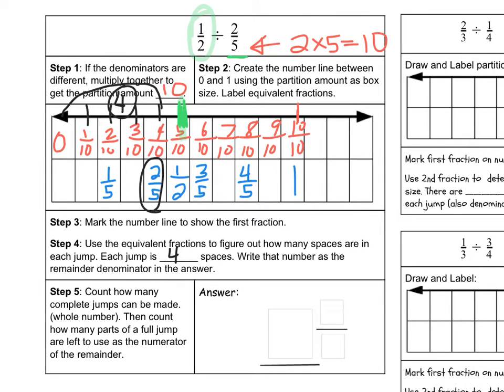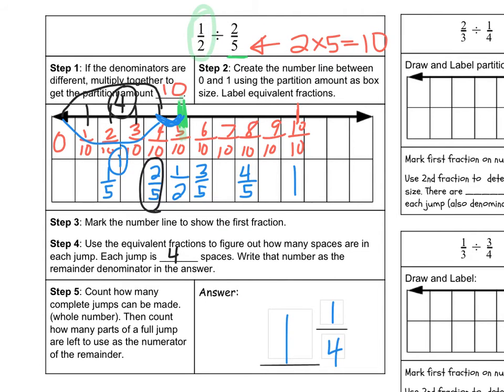So my question is, how many jumps of 4 spaces can I make before I hit my green box? So we've got our first jump right here. That's 1. I can't make another 4-space jump before I hit my green mark. So my answer is I can make 1 4-space jump. And then I have 1 space left over, so 1 space left over of my 4-space jump. And that's my answer.